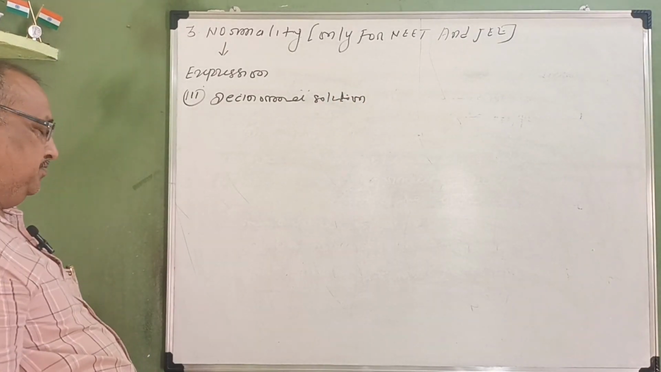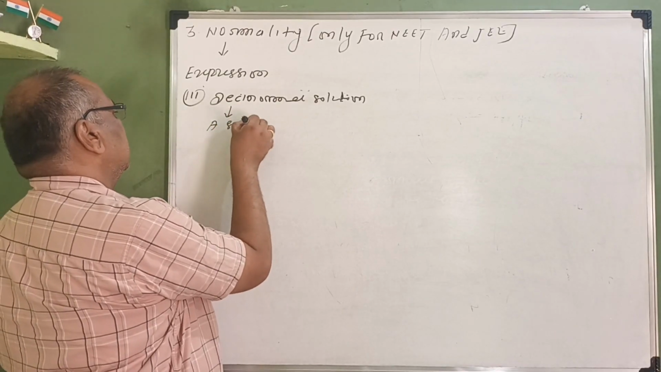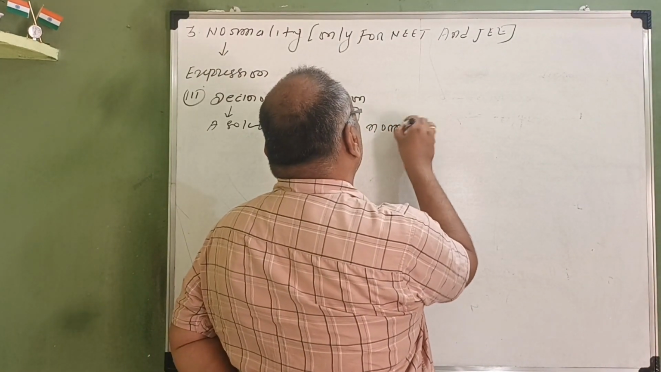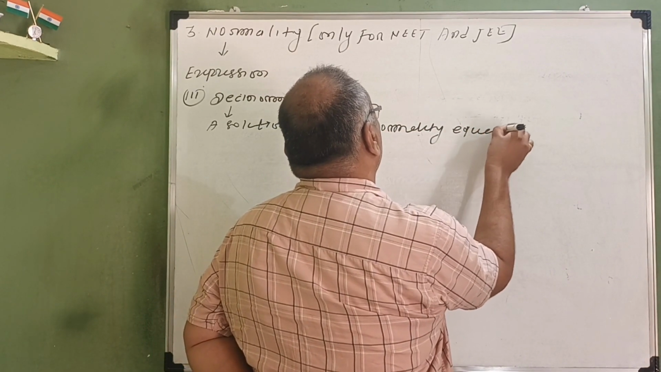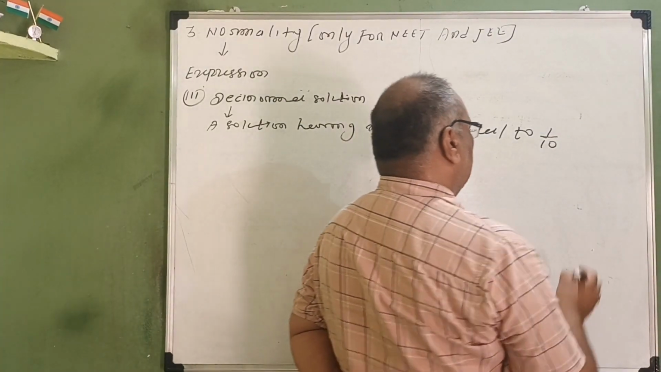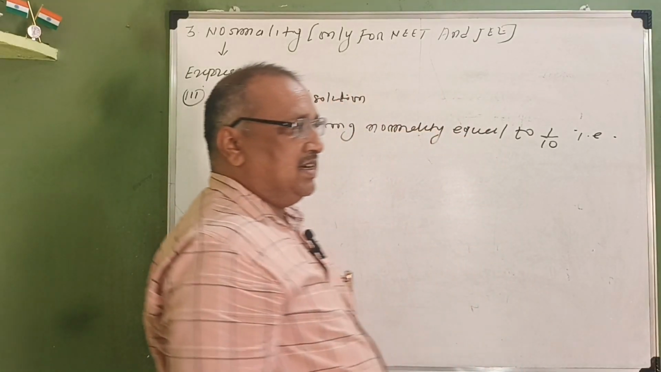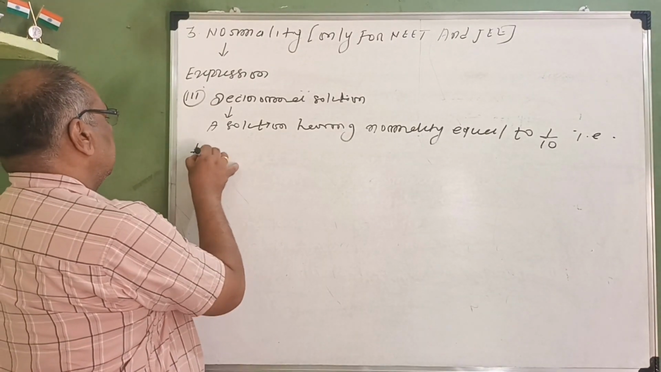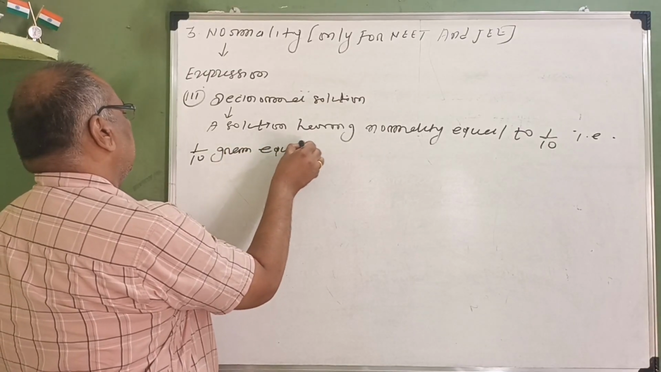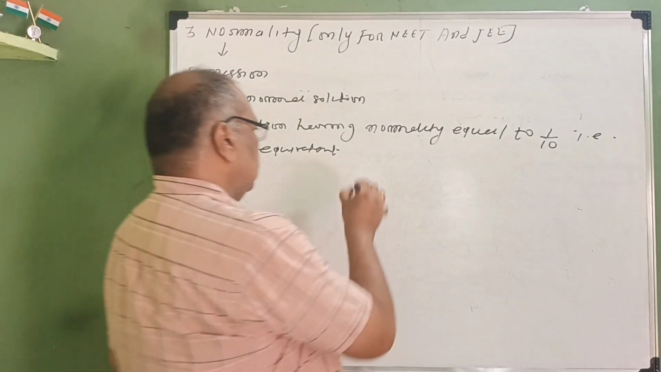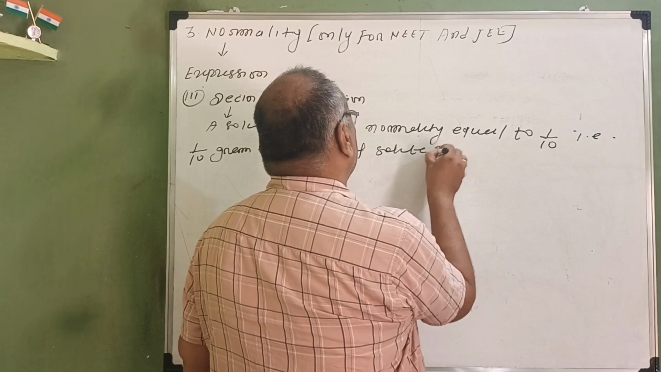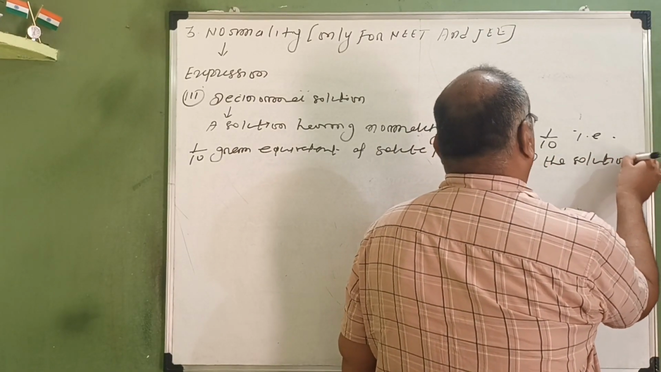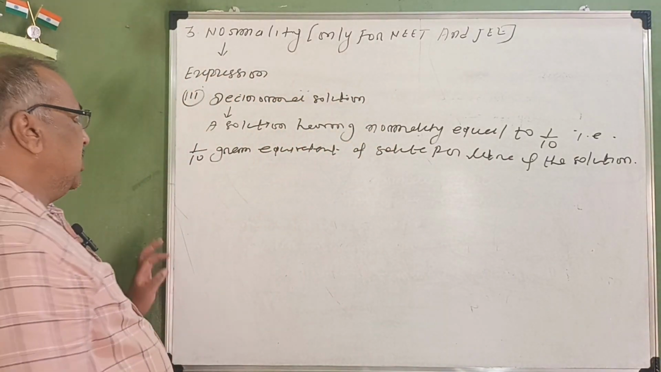Deci means 1/10. That means here a solution having normality equal to 1/10, that is 1/10 gram equivalent of solute per liter of the solution. 1/10 means 0.1.